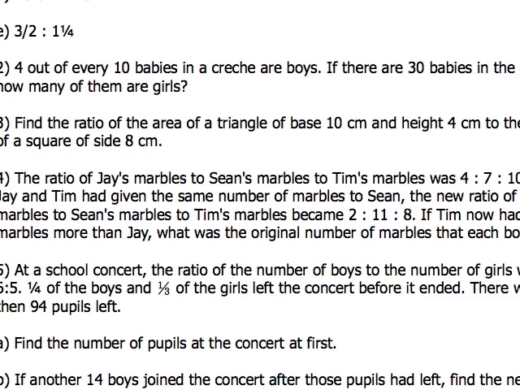So what are they asking for? Find the ratio. So that's step 1. Find the ratio of what? Of 1, area of a triangle, with base 10 cm and height 4 cm, to what? To 2, area of a square of side 8 cm. So let me just draw this out for you.